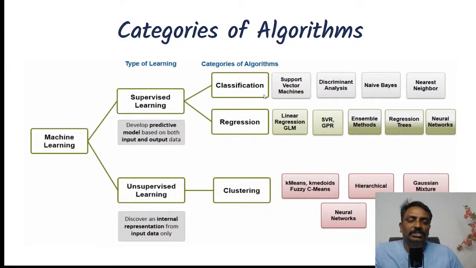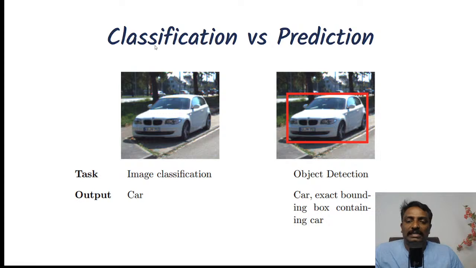For classification, you could use support vector machines, naive Bayes, or the KNN algorithm, whereas for regression you could use ensemble methods, regression trees, and linear regression. Regression is prediction, whereas classification is just classifying the class. So what is classification and what is prediction? If you give this image and you predict it as a car, then it is classification. If you map a bounding box on this image, mapping the region of interest, then it is prediction.